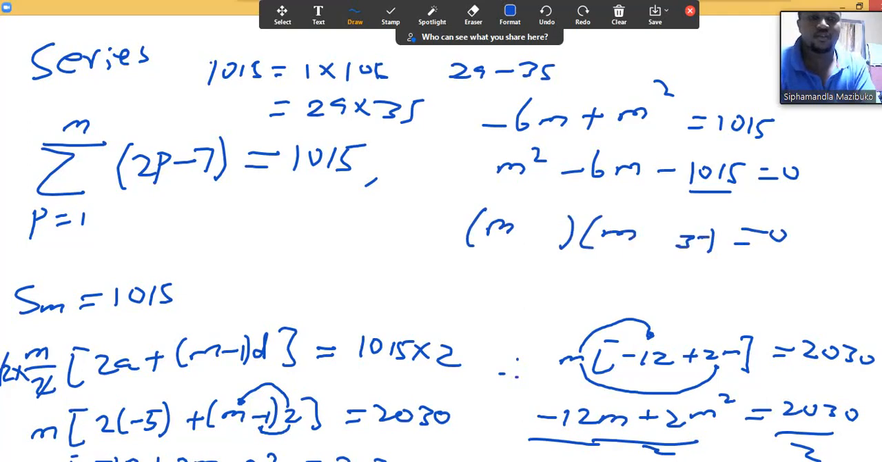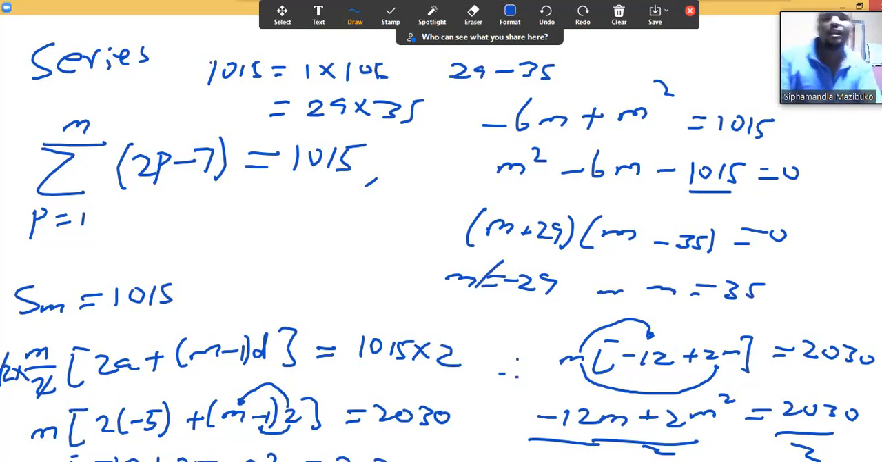So we have 35 and we have 29, and hence our 35 needs to be negative and our 29 needs to be positive. So you see, we can either have n equal to negative 29, or we have n equal to 35. But we can't have n as negative, so this can't happen because we're looking at a number of terms. So we can't have minus 29 terms, but we can have 35 terms. So we have found that in this series there are 35 terms.